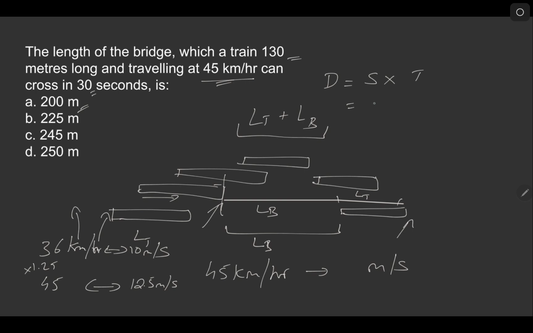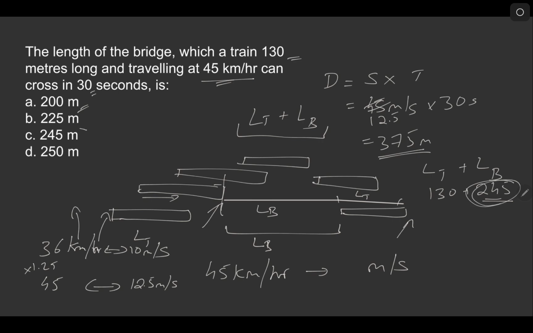So the minute you have that conversion, the speed is nothing but 45 meters per second into 30 seconds. Sorry, not 45, it is 12.5. So this product gives us 375 meters, which is nothing but length of the train plus length of the bridge, out of which we know this is 130. So the remaining balance is what we need to know, which works out to be 245. So that gives us the correct answer, which is 245.